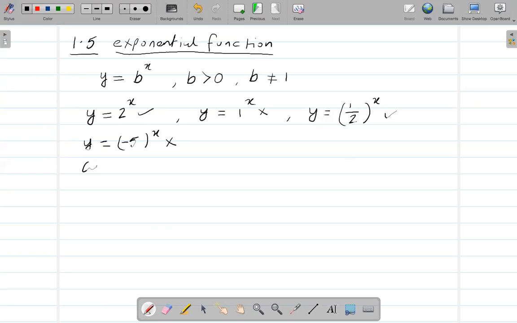All right, now let's look at the graph of an exponential function. When I say graph, I'm talking about the shape. The shape of the graph of an exponential function is always like this. From left to right, it is increasing.